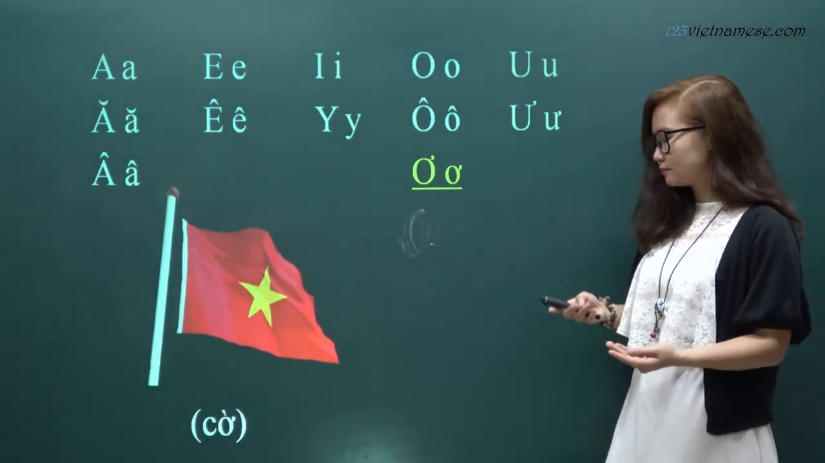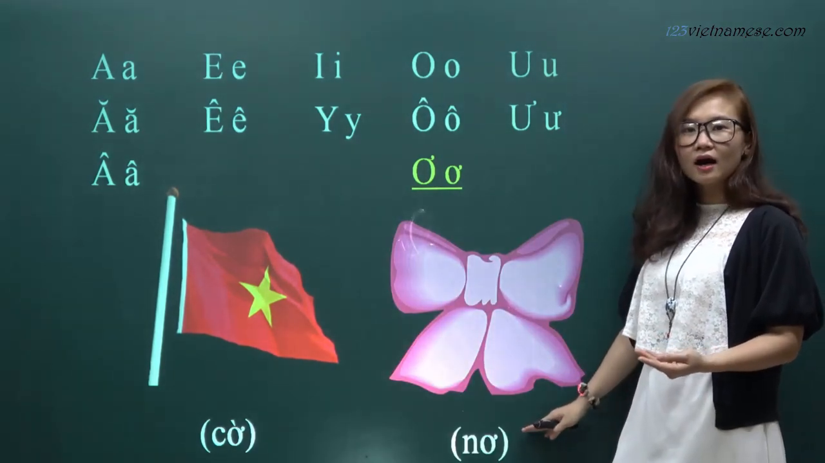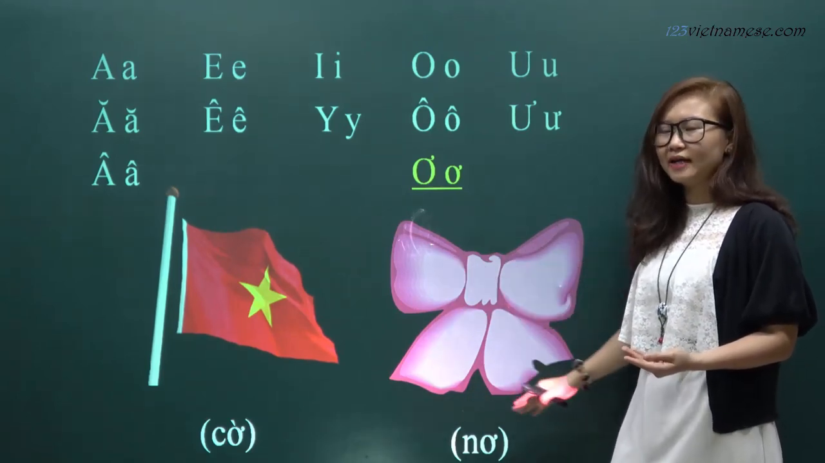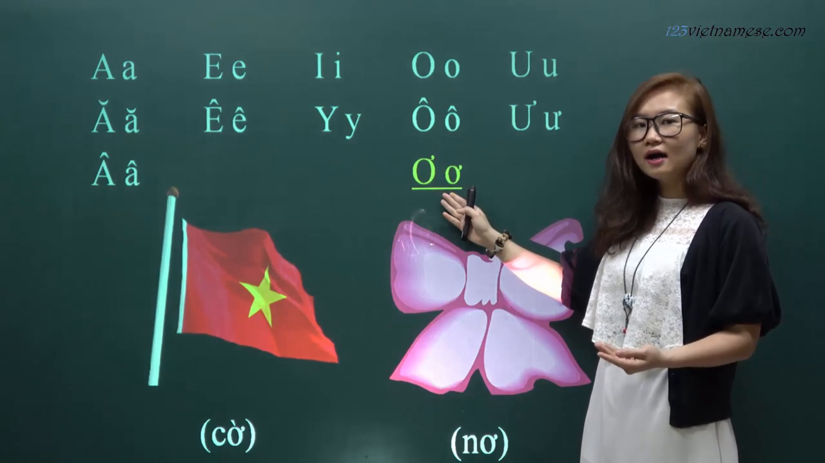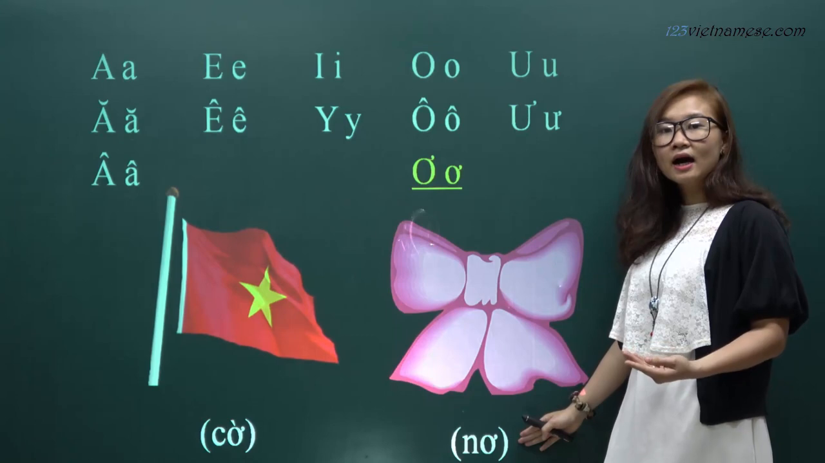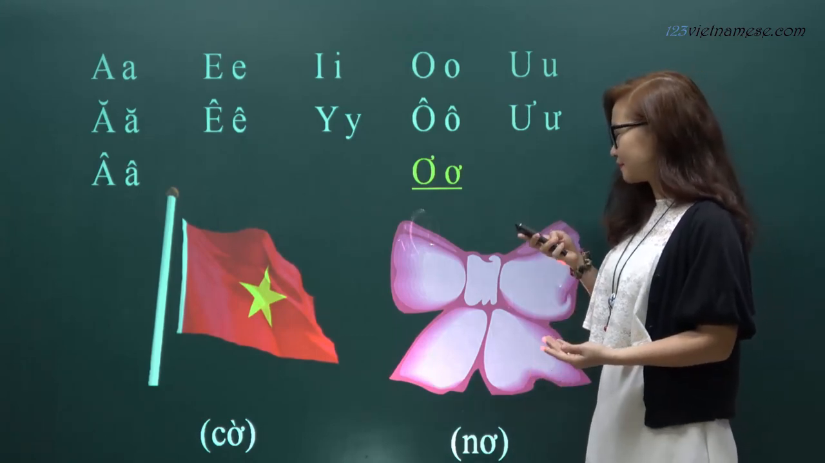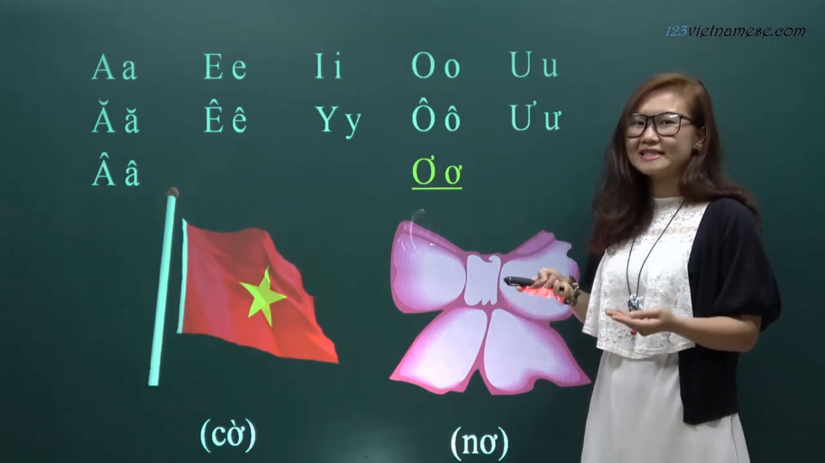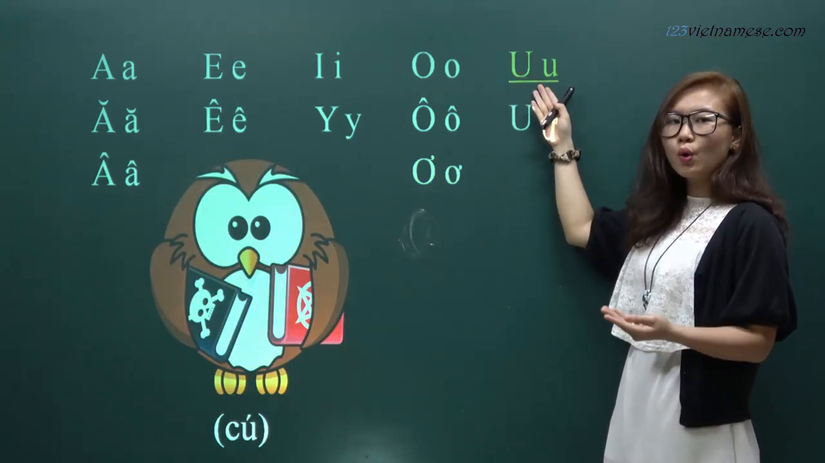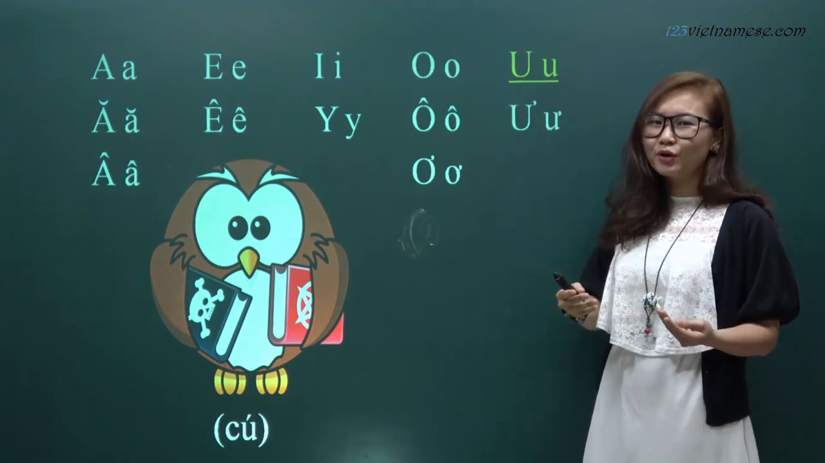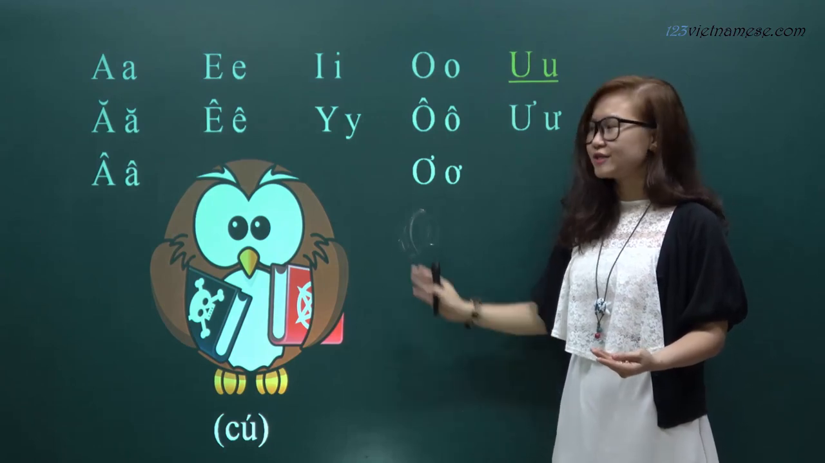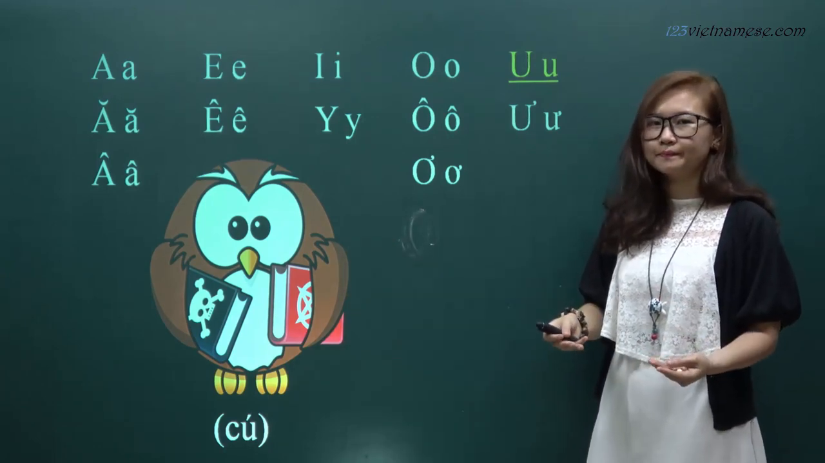Another example, nơ. Nơ means ribbon. Again, cờ and nơ. Two more single vowels for this lesson, and this is u. For example, u. And you see here, u means an owl.